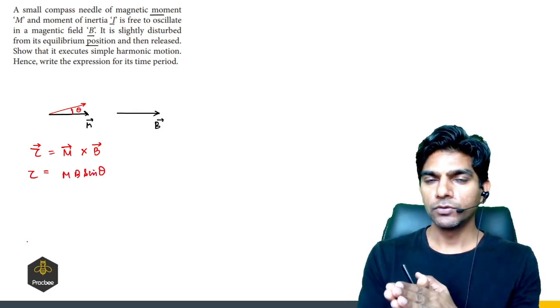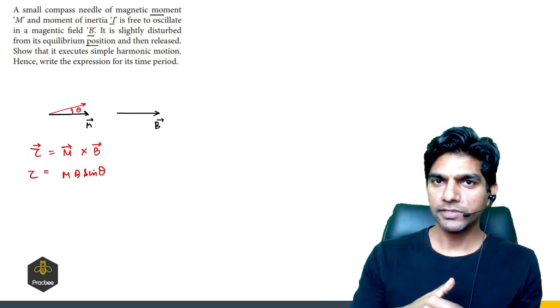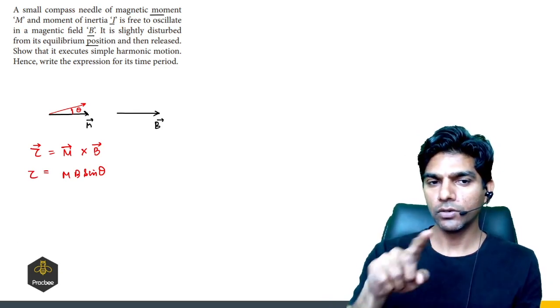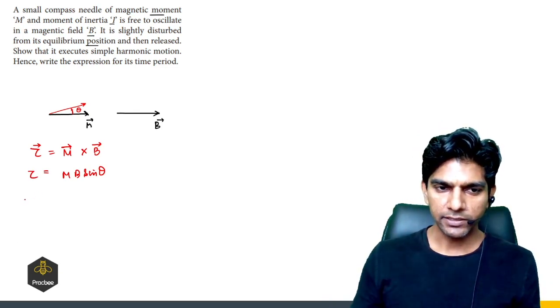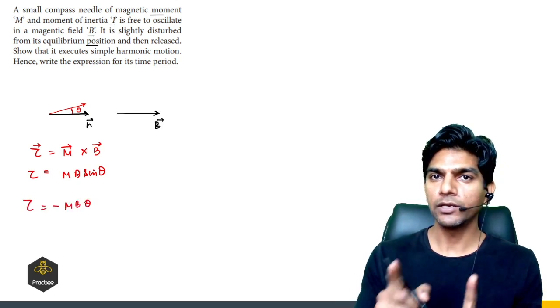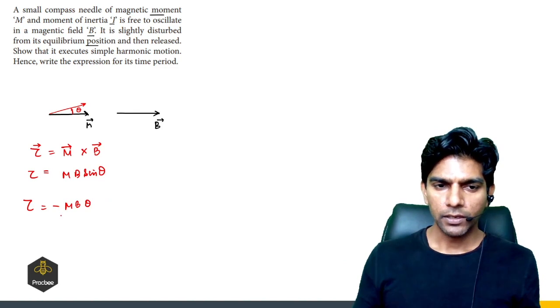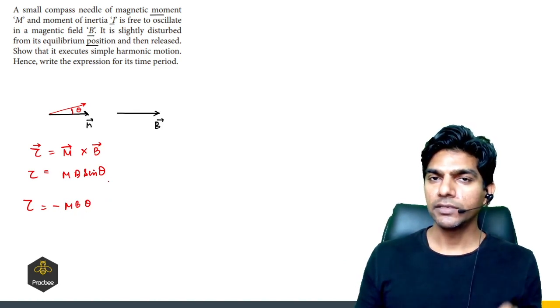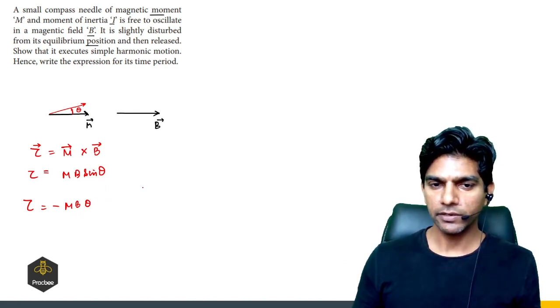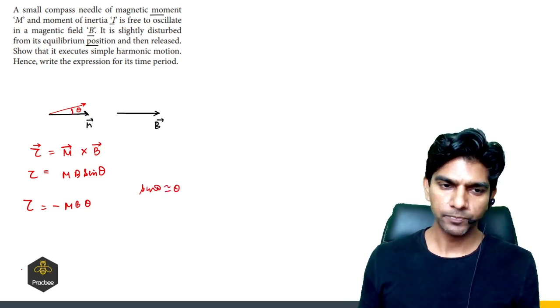Now we have rotated the dipole in the anti-clockwise direction, but the torque is acting in the clockwise direction. So we can write the torque as equal to minus mB theta, because theta and torque have opposite directions. And I have written sin theta as theta because theta is very small. So we can write sin theta nearly equals theta.